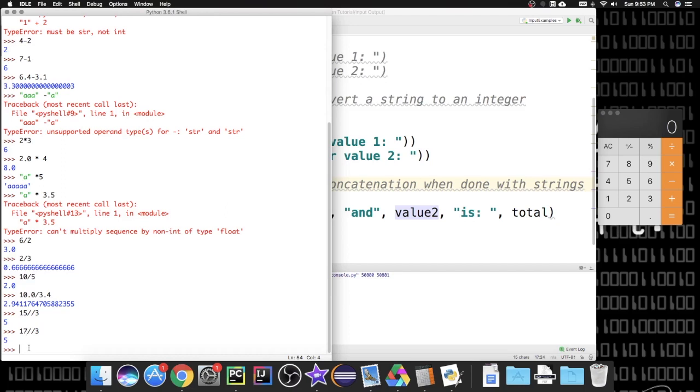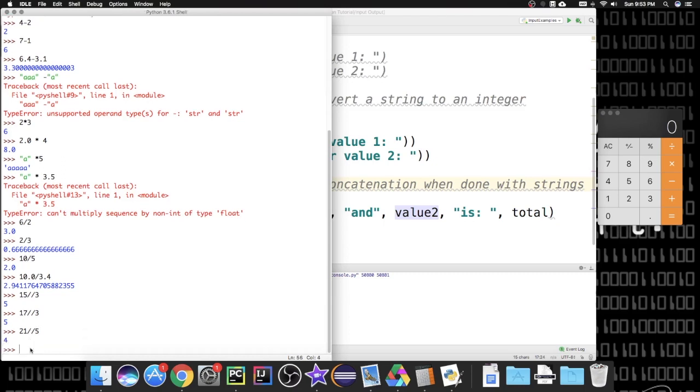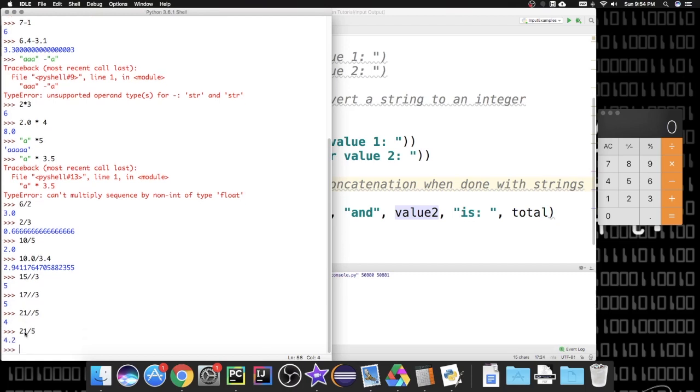If I were to take a 21 and divide it by 5, it would tell me I have 4 full 5's in 21. Yes, I know it should be like a 4.2, but I only have 4 full 5's. If I wanted the decimal, I would have to take it with a single slash and get myself the 4.2 that I'm looking for.